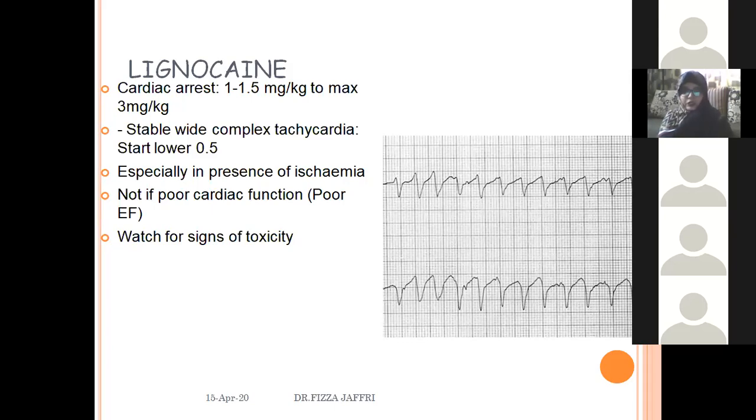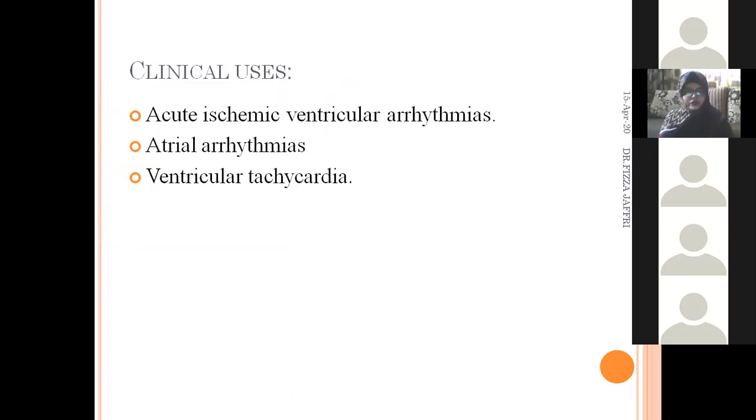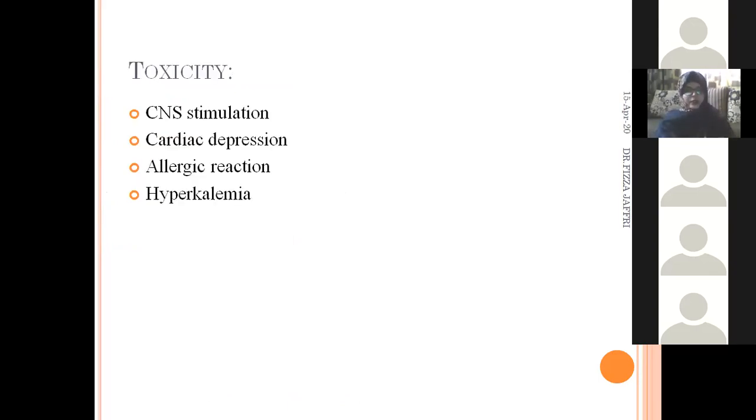With a good ejection fraction, lignocaine is not recommended in poor cardiac function. And watch for the signs of toxicity. Class 1B indications: atrial arrhythmias, ventricular arrhythmias, ventricular tachycardia, and acute myocardial infarction. It produces CNS stimulation, cardiac depression, allergic reactions, and hyperkalemia.